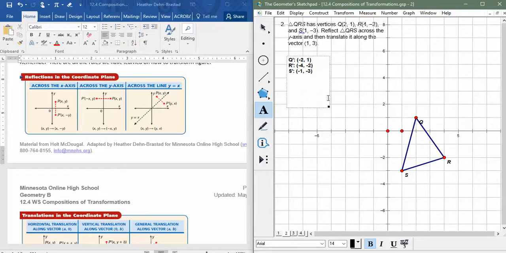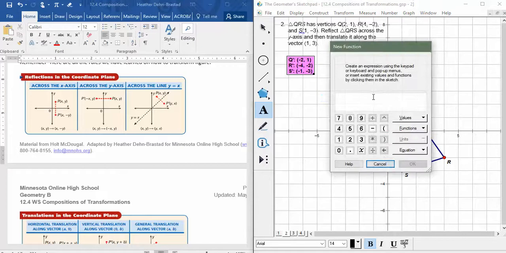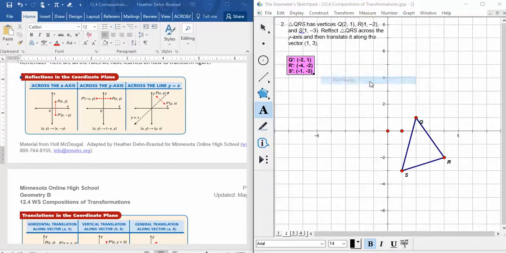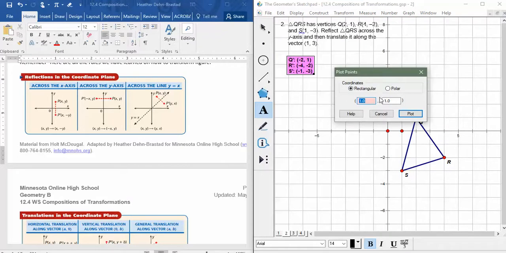So I have labeled those, and now I'm ready to plot those. Whoops, cancel, let's plot points. So my first point would be -2, 1. My second point would be -4, -2. And my third point is -1, -3. And now you want to label these.